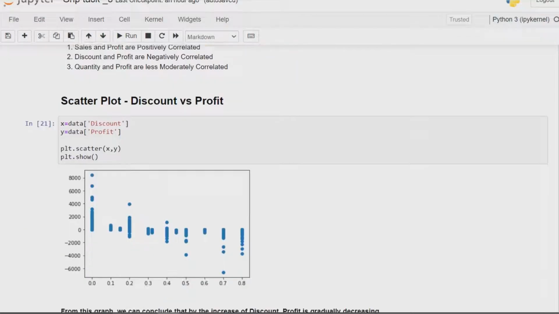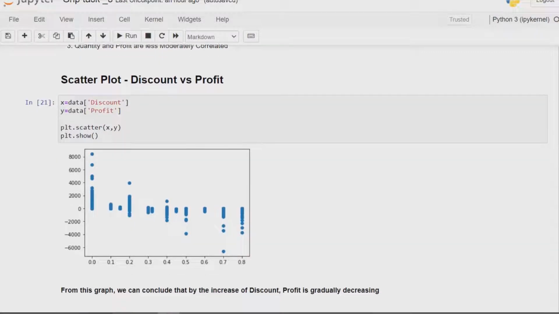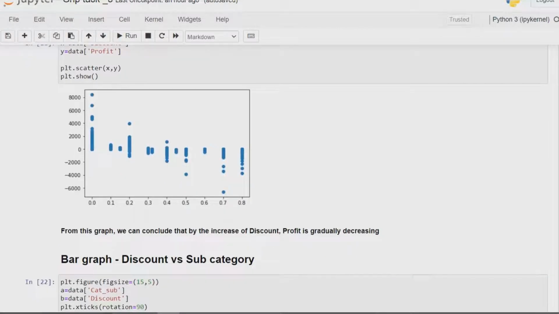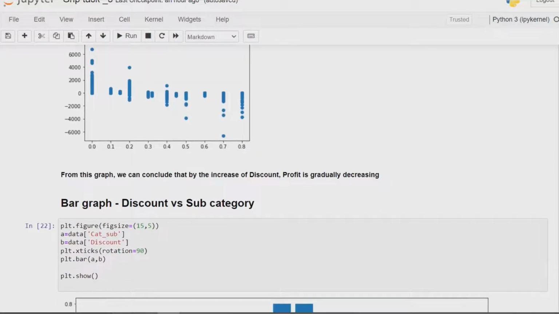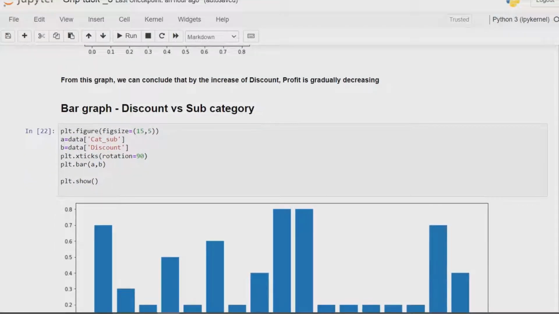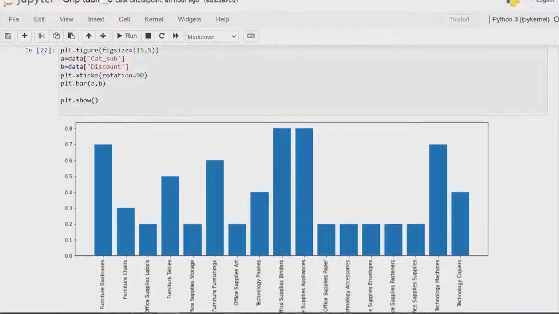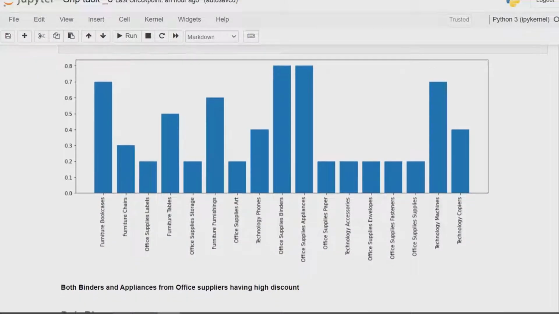Then I made a scatter plot of discount versus profit. From this graph, we can conclude that as discount increases, profit is gradually decreasing. Then we took a bar graph of discount versus subcategory. By looking at this graph, both binders and appliances from office supplies have high discounts.